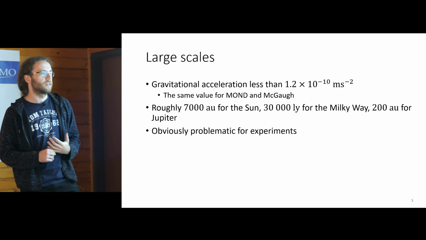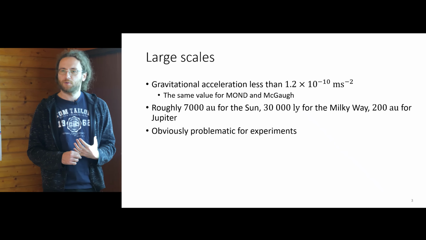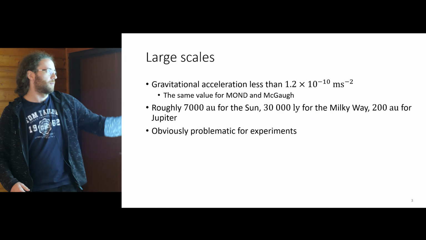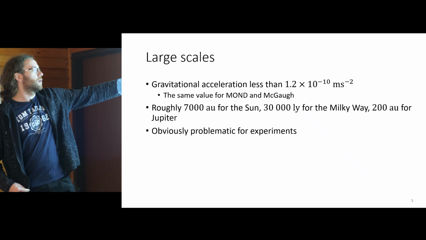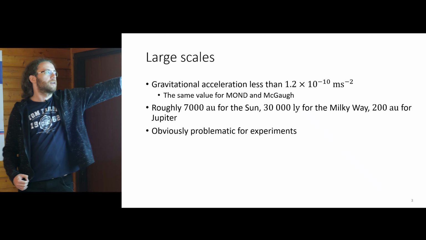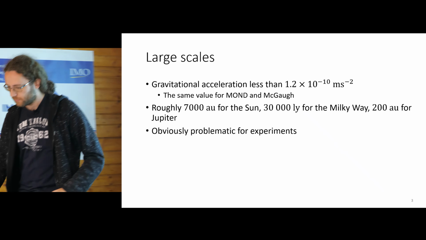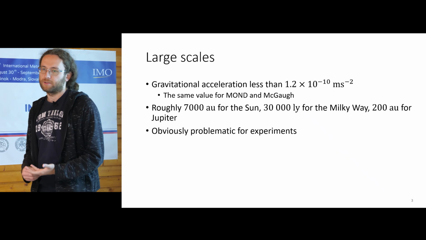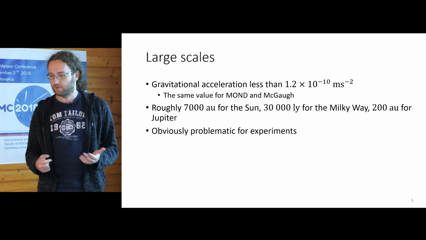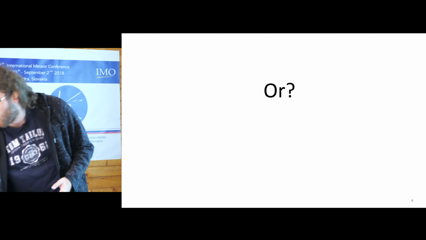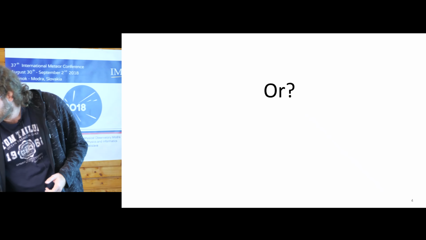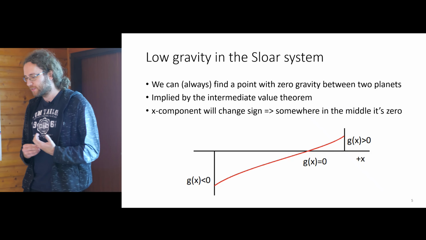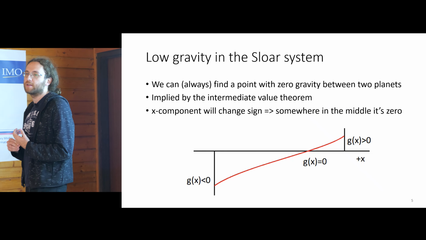reached with a probe is like, how much is that? 50 astronomical units, so roughly 1/4 of the Jupiter value, and it's like 1% of the Sun's value. So this means that we are stuck with astronomical observation of either stars or galaxies, or maybe not, because we can find points and areas with low gravity even in our solar system.